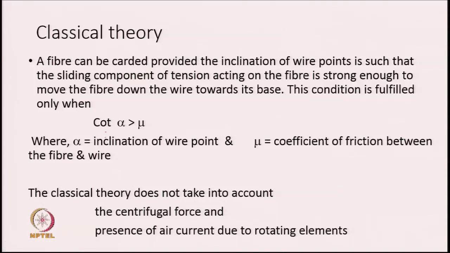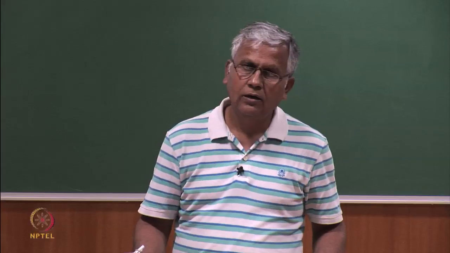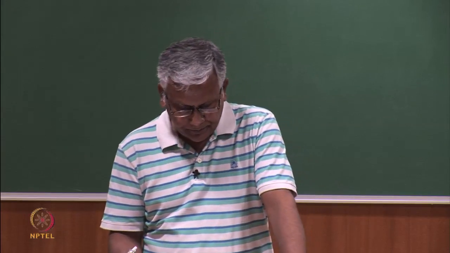This is the condition that we have to meet, and this condition can be fulfilled when cot alpha is greater than mu. This has already been stated earlier, where alpha is the inclination angle of the wire point and mu is the coefficient of friction between fiber and the wire. So, this is the classical theory of the carding, and it talks about the inclination angle of the wire points, which is related to the fiber to metal friction.